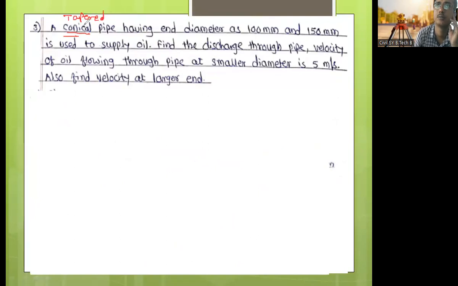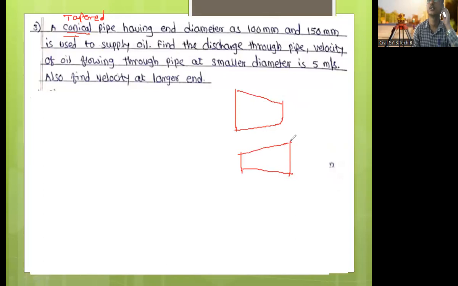Okay, what is a tapered pipe? It has tapering, a non-uniform diameter pipe. Either the pipe can be like this: the initial diameter is large and the next is small, or the pipe can be the other way: initial small and next large. Okay. A conical pipe having end diameters as 100 mm and 150 mm is used to supply oil.